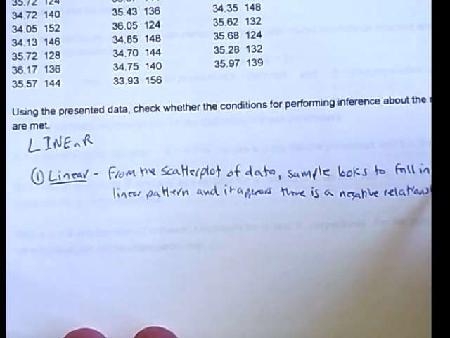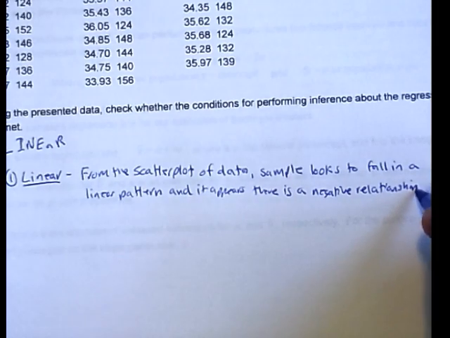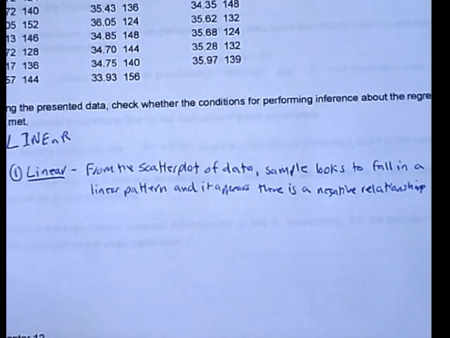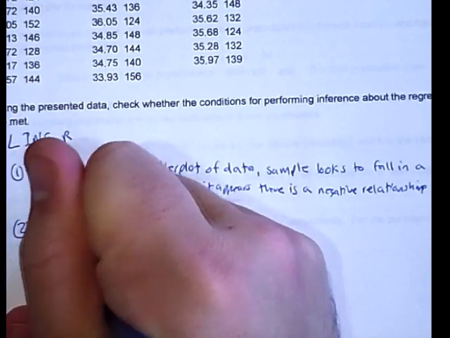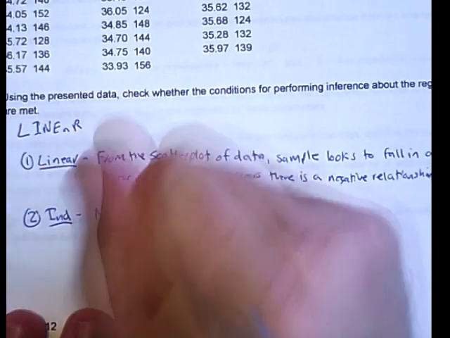Okay, because as one variable is going up, the other one's going down. You don't really have to comment on the direction. Number 2, we got to check the independence condition. Well, the easiest way to do that is something like this.